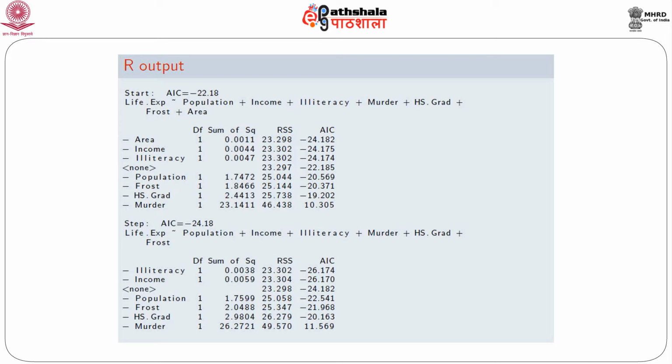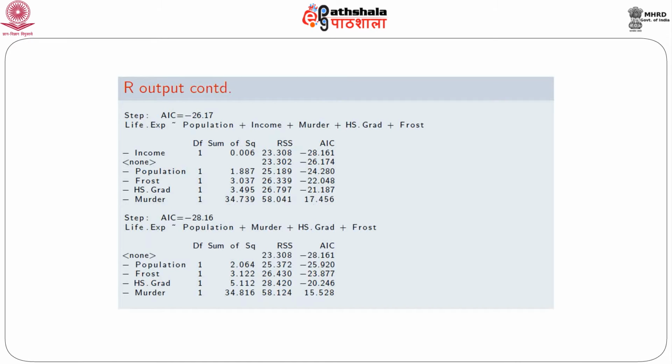So, we go on performing the same steps over and over again. By performing the same test over and over again, we mean that R performs the test and finally arrives at a model where we have only those predictor variables in the model which are significant, and all the others are removed. So, the final model that we have here after using the step function in R is the one that contains population, frost, HS graduate and murder as the predictor variables.